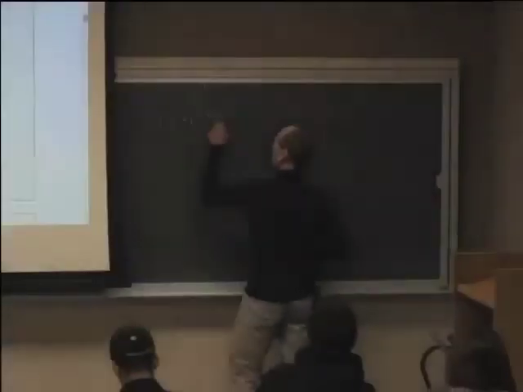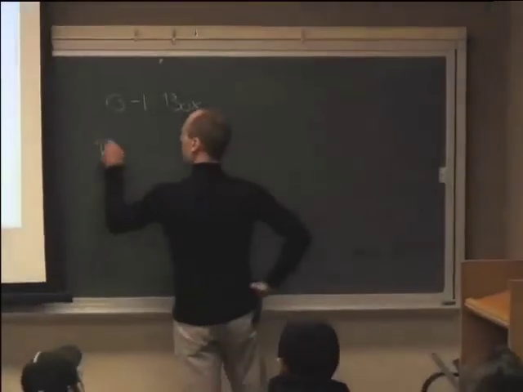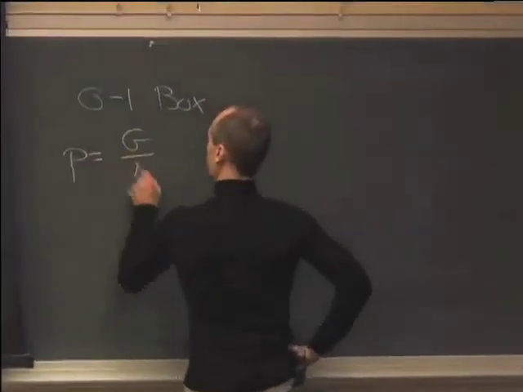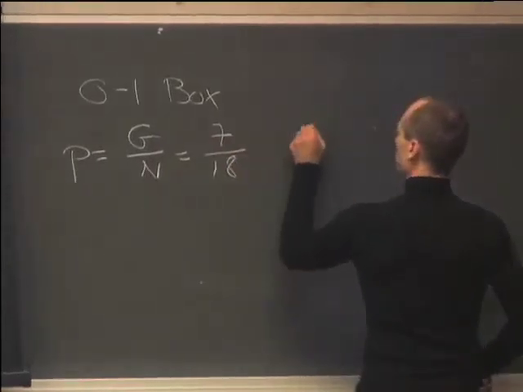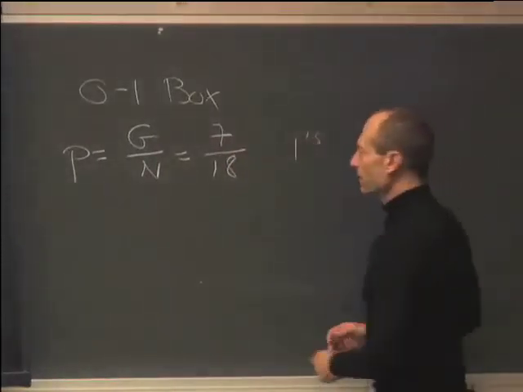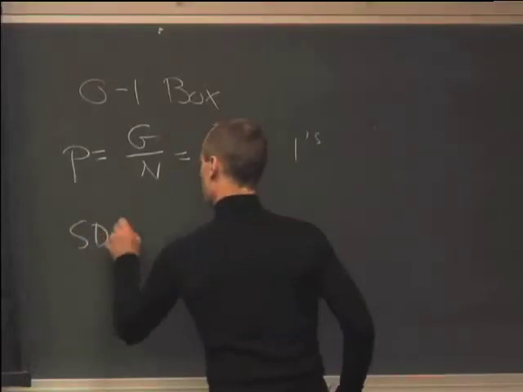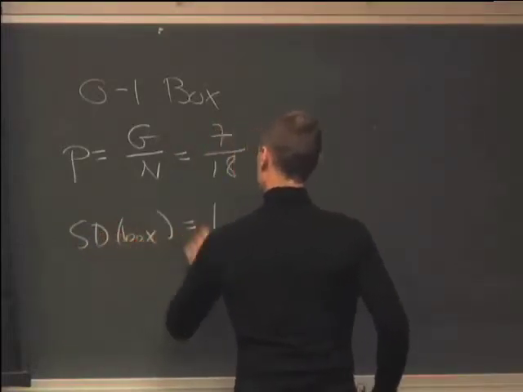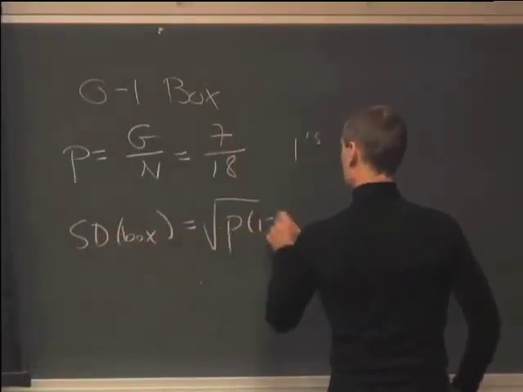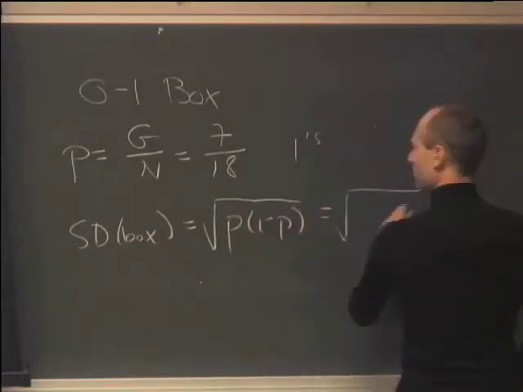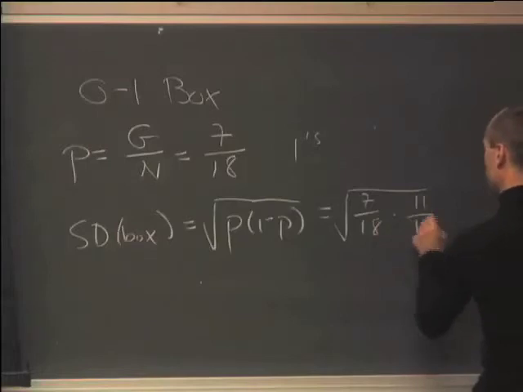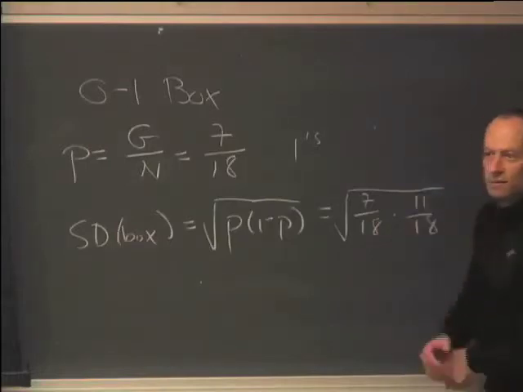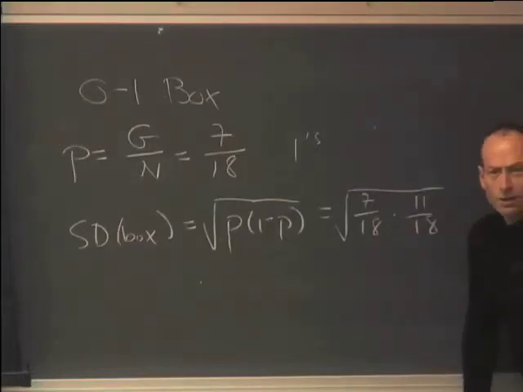Okay, so we've got a 0, 1 box. We have a fraction p equals g over n equals 7 over 18 of tickets labeled 1. Right? SD of the box is the square root of p times 1 minus p, which is the square root of 7/18 times 11/18. Right?